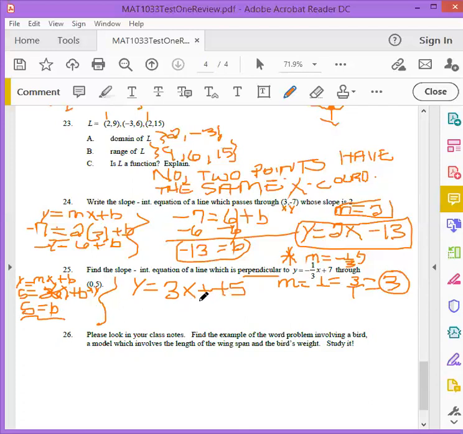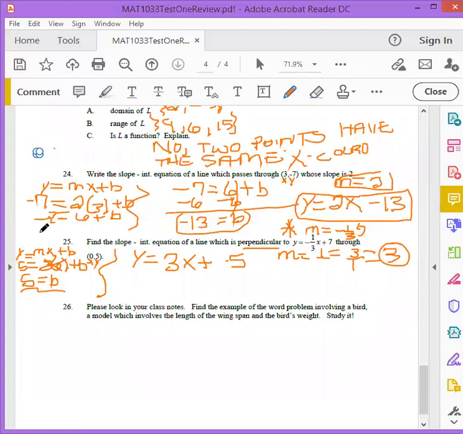Oh, I got too many plus signs here. Let's take away one of them. 3x plus 5.